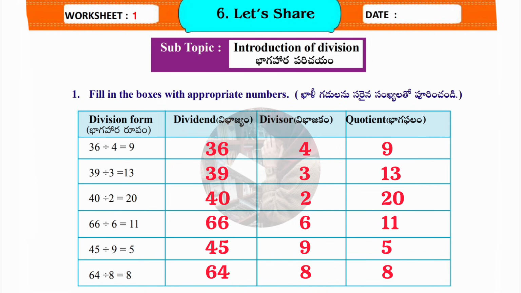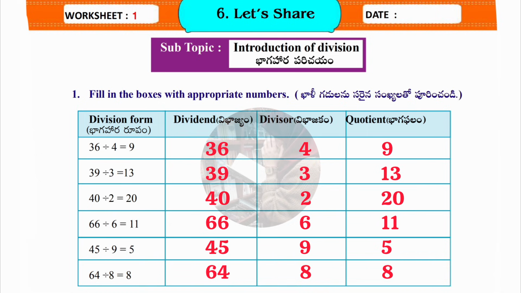Next one is 39 divided by 3, which gives 13. Okay guys, so 39 is the dividend, 3 is the divisor, and 13 is the quotient. Next one, 40 divided by 2 equal to 20. So 40 is dividend, 2 is divisor, and 20 is quotient. Okay guys, of course for all these numbers we'll get the remainder 0. Here we didn't give any remainder column, that's why we are not writing the remainder.